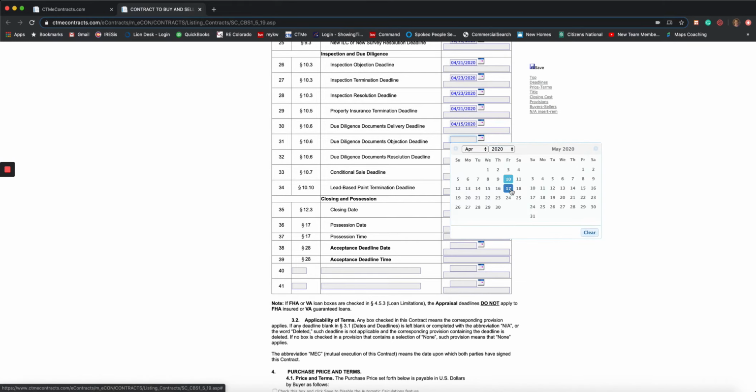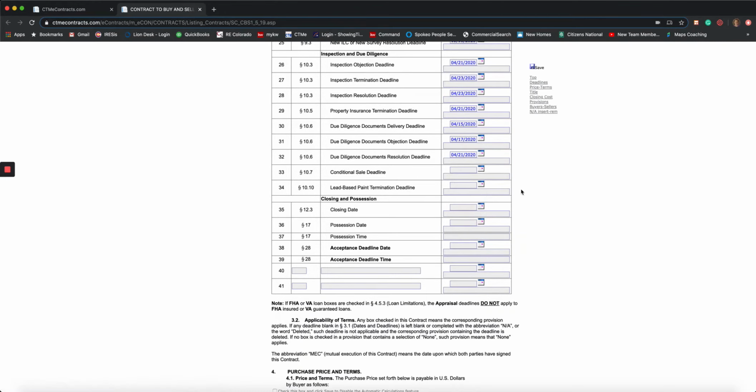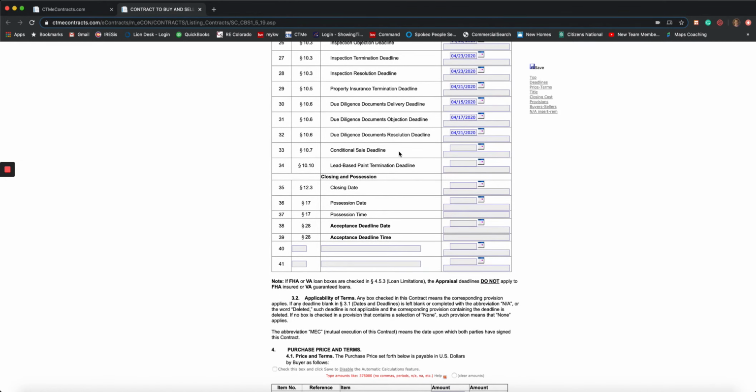Object before the weekend, and if there's any resolution, let's put that around the same deadline as your inspection objection. Conditional sale deadline. This deadline is the deadline for a buyer who needs to sell their current home in order to purchase the property that you're writing a contract for. So with a conditional sale deadline, this deadline is for the closing, the successful sale and close of their conditional property. There's a few different takes on it out there.